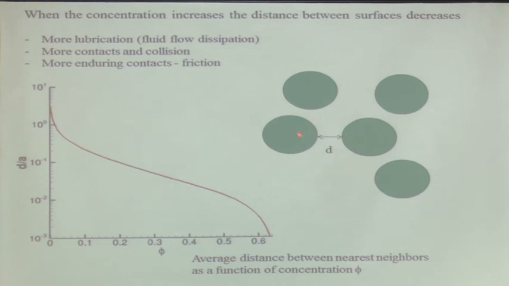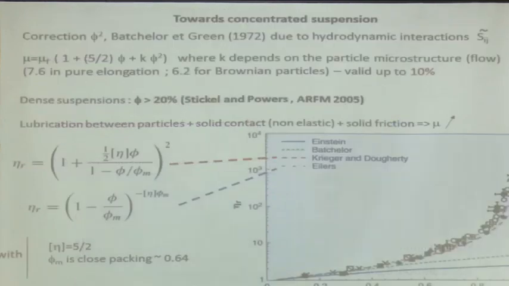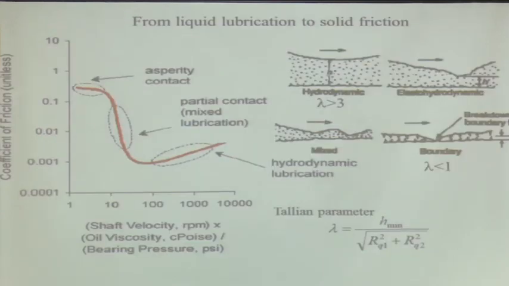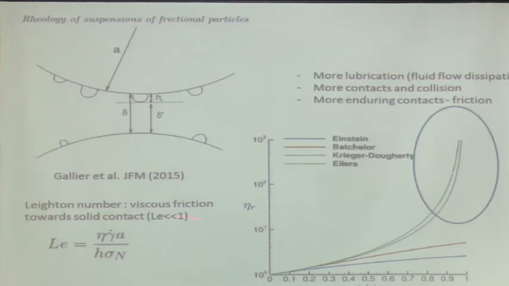When you increase the concentration, the mean distance between the particles is decreasing. At some point, it is of the order of the roughness, and then you have contact between the particles. This is why you observe here this drastic increase of the viscosity. You see from 10 to 10,000 when the concentration is increasing. It's because you have more and more probability to get solid friction between the particles. Okay, this has been done in some papers. They looked at the effect of the roughness on the suspension viscosity, and when you reach high concentration, you see this increase of the viscosity because you have many solid contacts between the particles.